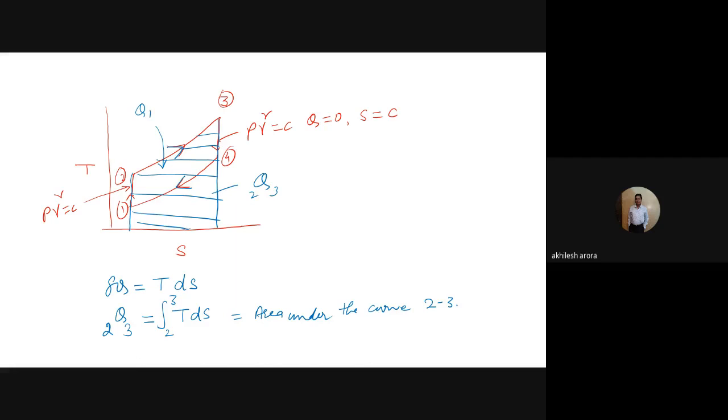Similarly, if I want to calculate what is the heat rejected during the process 4 to 1, then that would be the area under the curve 4 to 1, and it can be shown from these yellow lines. This area represents the heat rejected during 4 to 1. So that is how we calculate the heat transfer in case of heat supply processes like constant volume or constant pressure.